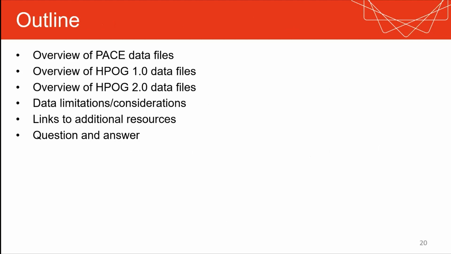So we'll start with a quick outline of my slides. I sort of organized the material by study. So we'll start with the PACE files. We'll talk about the contents, the sample, how they can be linked together, some of the key features and strengths of the various files. Then I'll do the same for HPOG 1.0 and HPOG 2.0. Talk briefly about data limitations and considerations, what we couldn't archive, trade-offs between different data sources, things like that. Provide links to additional resources.